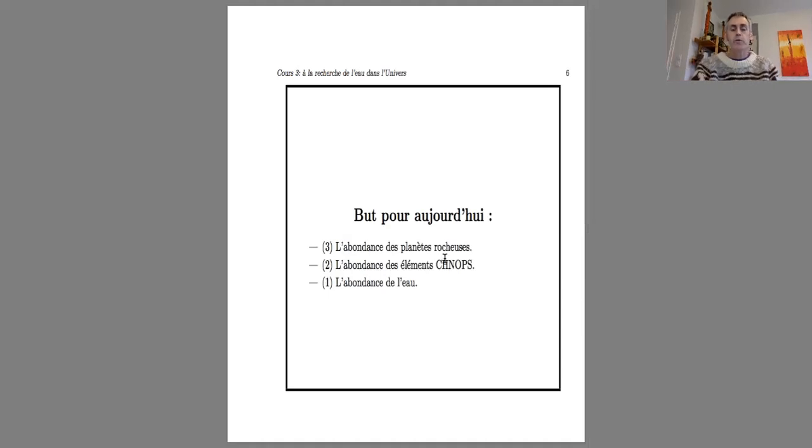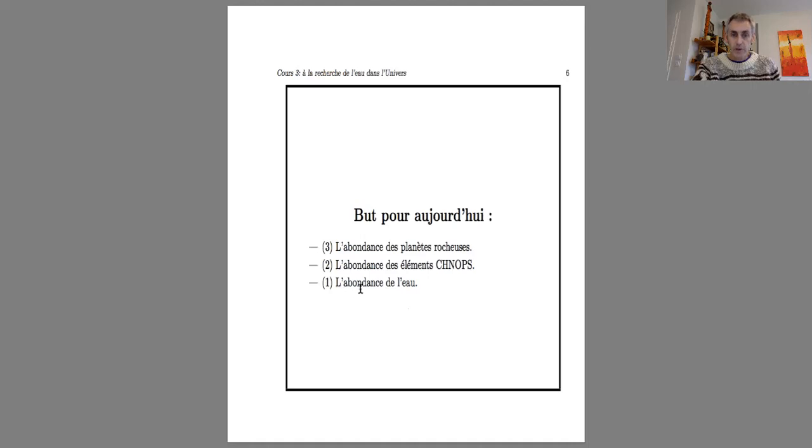Okay, so for the rest of the class today, I'd like to talk about the abundance of planets that are similar to the Earth in that they're rocky planets, the abundance of the elements that we think are essential for life: carbon, hydrogen, nitrogen, oxygen, phosphorus, and sulfur. At least the life as we know it here on Earth, and the abundance of water.